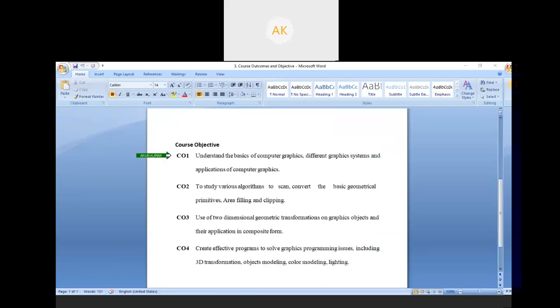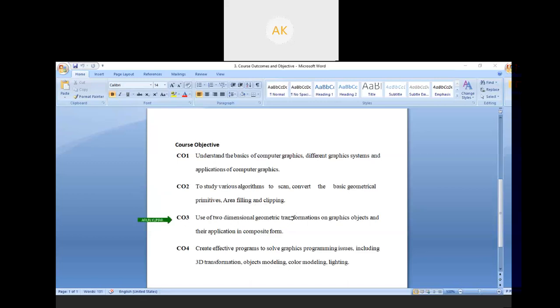The first course objective is why we are studying this subject. Before we start the subject, we have defined some objectives. The first is to understand the basics of computer graphics, different graphics systems, and the applications of computer graphics. We will study these terms in this subject. The second course objective is to study various algorithms. As we saw in the learning outcomes, we will see different algorithms to convert the basic geometrical primitives, and area filling and clipping. So that we will discuss in this subject.